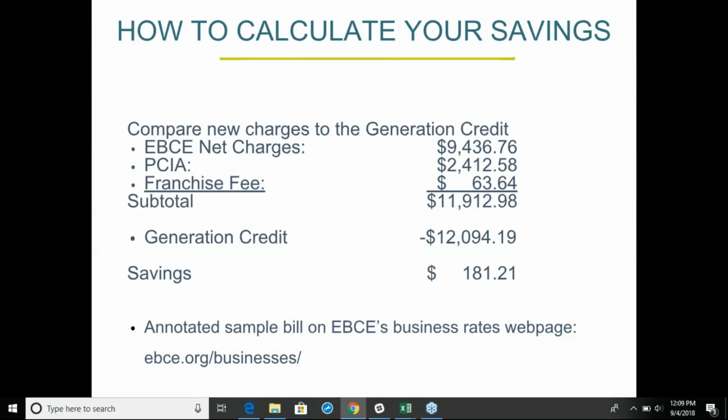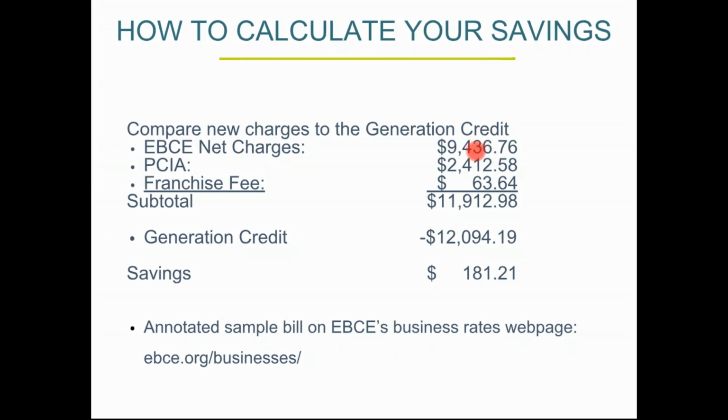So then moving on, here's how to calculate your savings. So here are the 3 fees presented here in a row, and then those are all added up here to the subtotal. And then there's the generation credit, and then the difference between those 2 amounts is $181. That's the savings for this particular customer. And so now I'll just go back and show you where these 3 can be found.